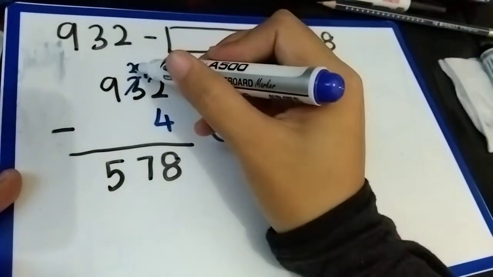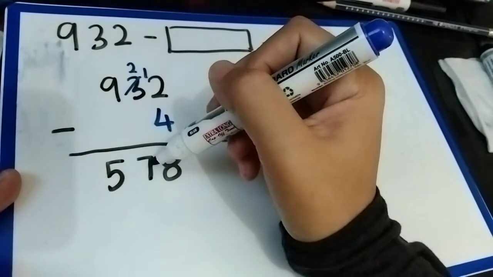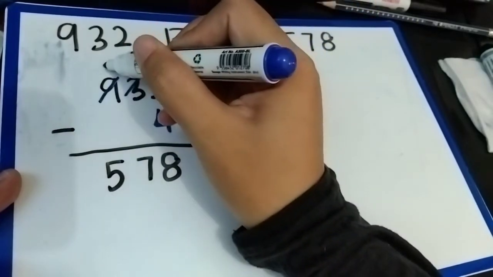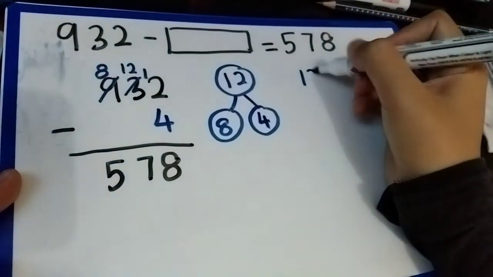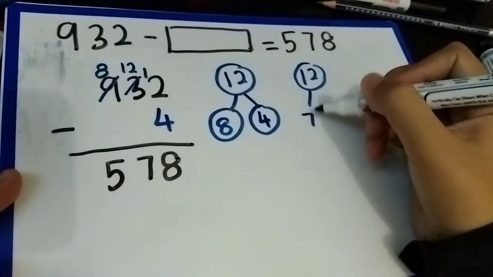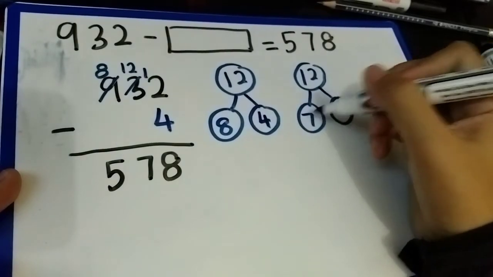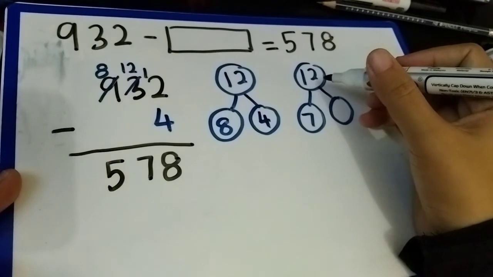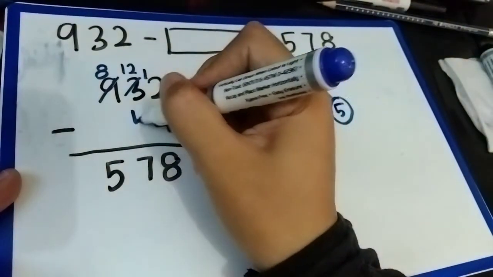And then look at the second digit. 2 minus 7. Okay, 2 is smaller than 7, right? So we have to borrow from the next digit, which is 8. Then it becomes 12. Okay, 12. The first digit is 7. And what is the second digit? 7 plus what is equal to 12? Okay, let's think first. Yes, the answer is 5.